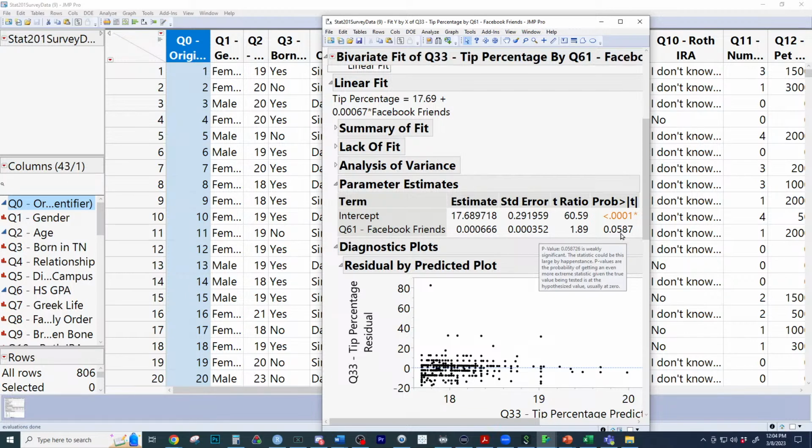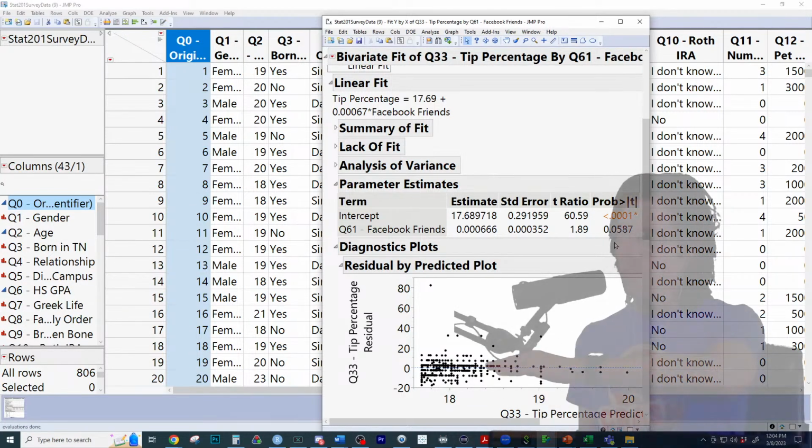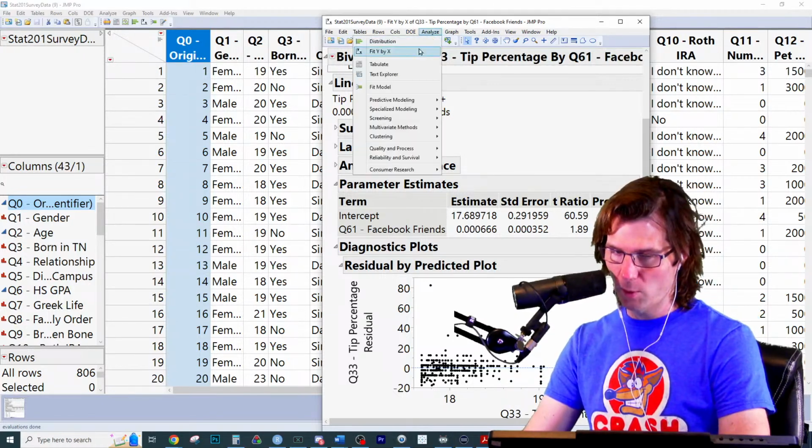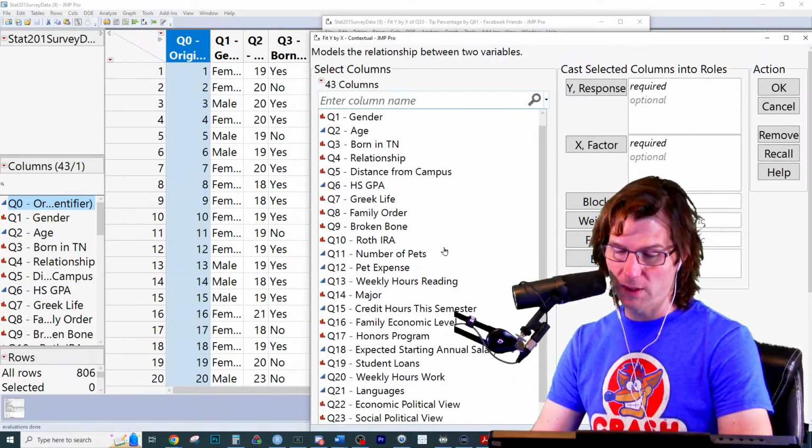How do we tell if something is statistically significant? When the p-value of the slope is below 0.05. The p-value of this slope right here is not below 0.05, so this is not statistically significant, and that means quite possibly that there is no relationship. If you notice, this is kind of a flat line. The more sloped the line is, the more statistically significant it is, all other things the same.